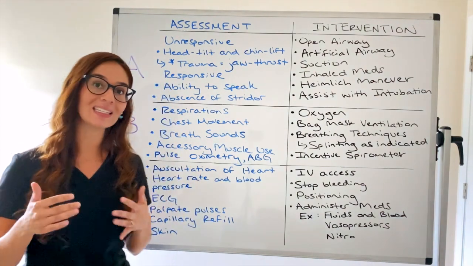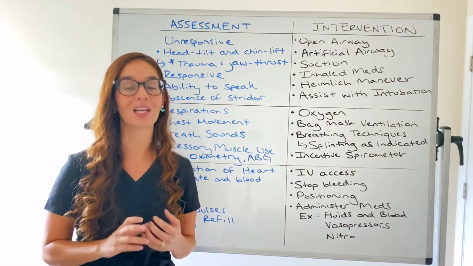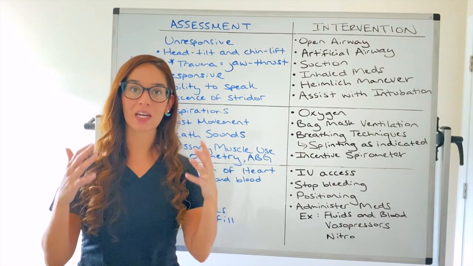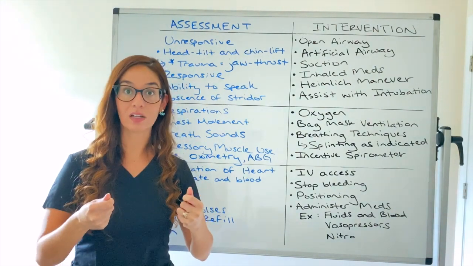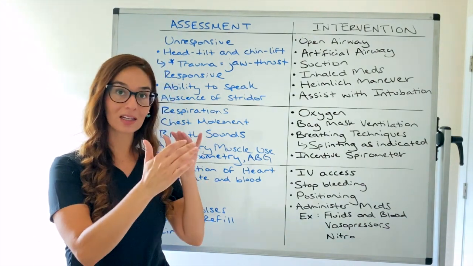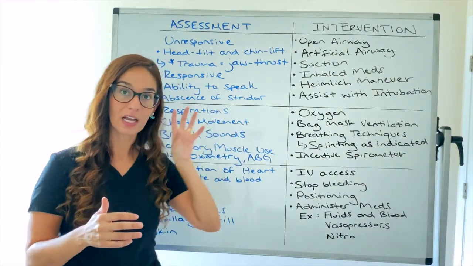So the ABCDE approach stands for airway, breathing, circulation, disability, and exposure. And we use this as a systematic approach for clinical emergencies. So if we have a critically ill client or a patient that's deteriorating, we're going to systematically use this assessment, starting with airway. First, you assess airway.